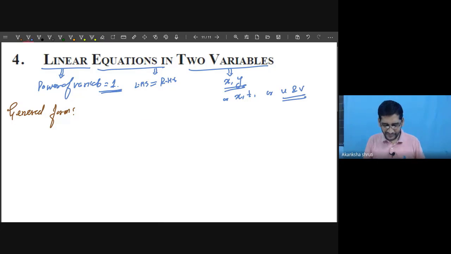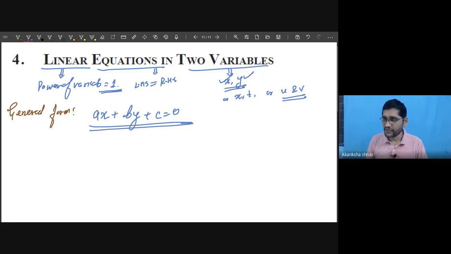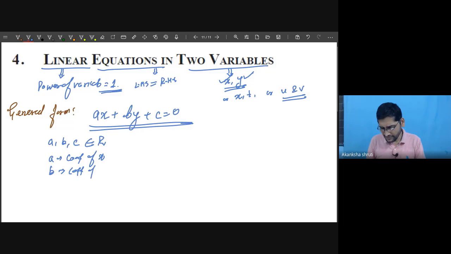So that's why it is taken as ax plus, one variable we have taken, but the power is linear. The other variable y we need to take, but its power should also be 1, plus c is equals to 0. This is the most general form. Here a, b, c are real numbers, belongs to real numbers. a is the coefficient of x, b is the coefficient of y, c is called the constant term. This thing we have learned.